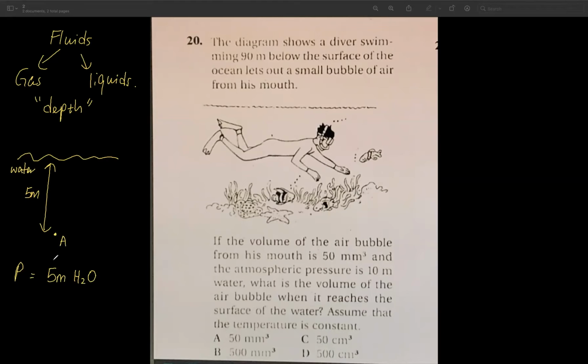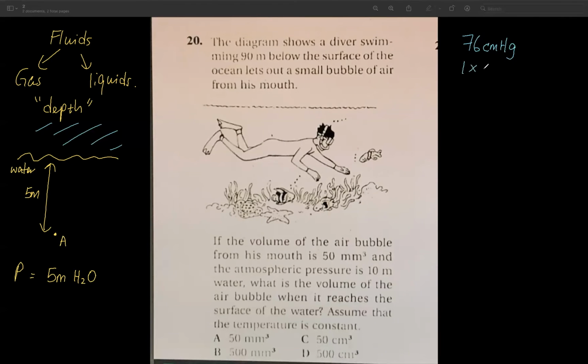Now, the total pressure acting at point A is not only from the water. You have to add the weight of the atmosphere as well. The air above it has a pressure. That's atmospheric pressure. Atmospheric pressure, we fix it at 76 cm Hg. There are a few units. This is the first one.